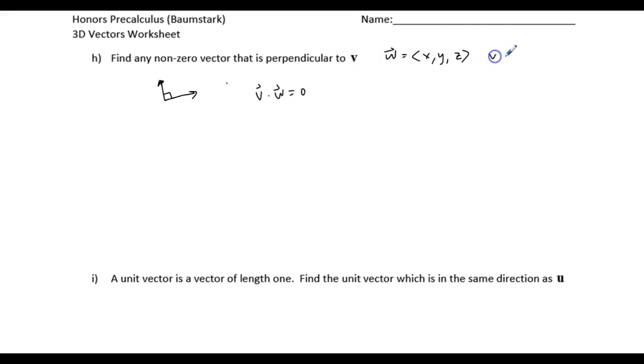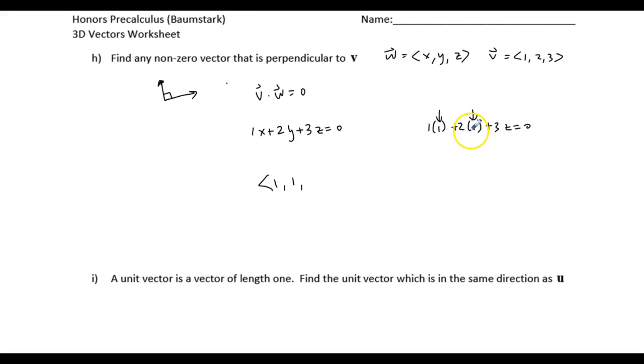So vector V, again, is 1, 2, 3. So the dot product of these two vectors is just going to be 1 times x plus 2 times y plus 3 times z equals 0. And we just have to find some set of x, y, and z such that this is true. You can pick anything you really want. If I pick x as 1 and y as 1, I just have to then pick z so that this is equal to 0. So 1 times 1 plus 2 times 1 plus 3z equals 0. I'm just putting in the 1 and 1 that I chose at random.